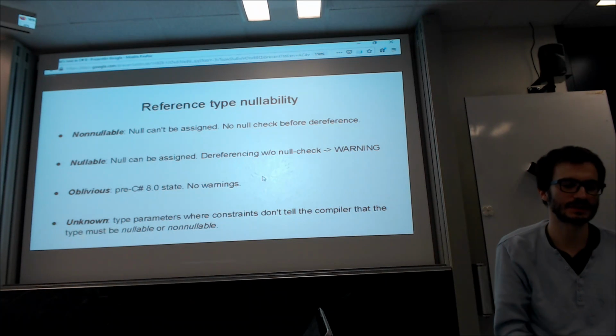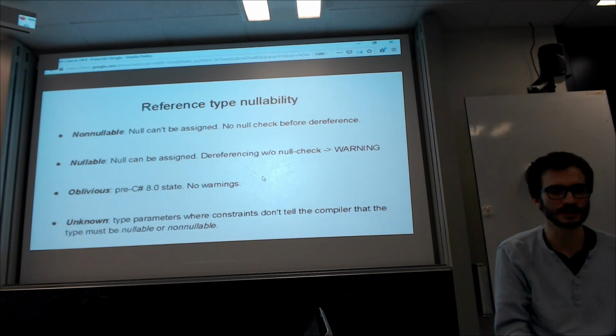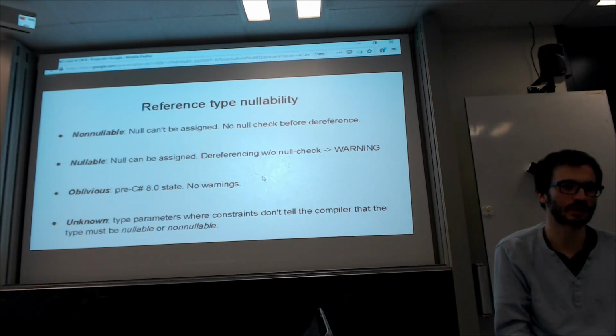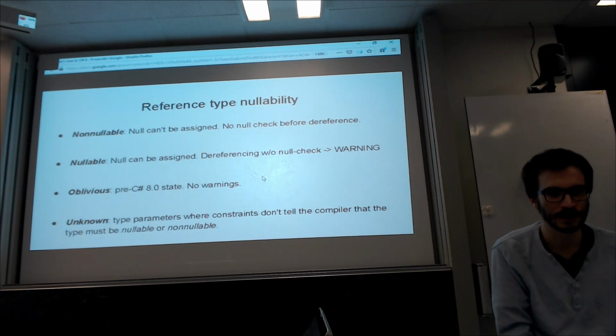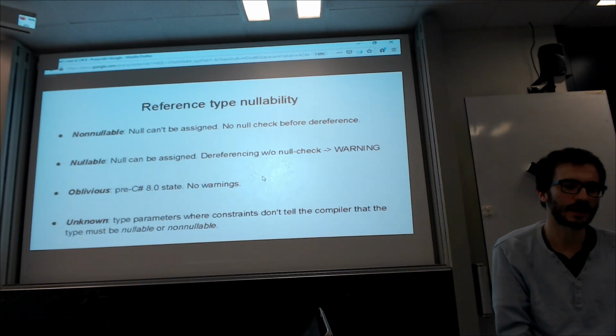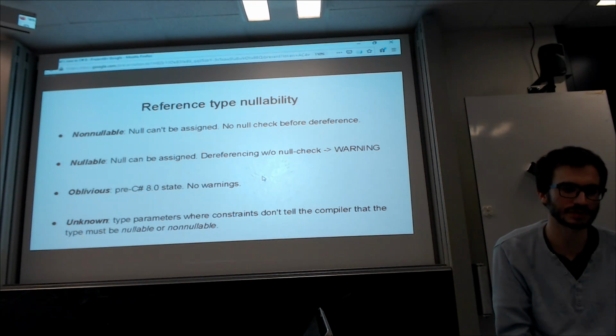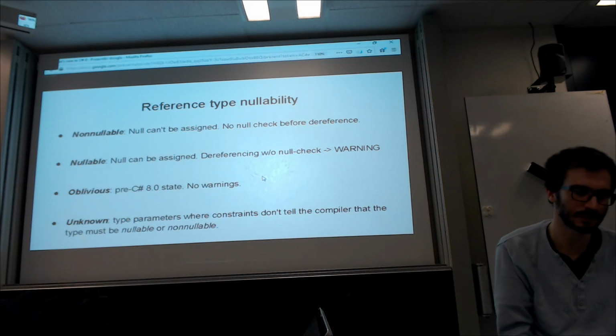This is just some terminology in terms of nullability. Non-nullable reference type means that null cannot be assigned. If in the code null is assigned to a non-nullable reference type, the compiler will emit a warning. And non-nullable reference type also means that it's safe to dereference without doing the null check. So the compiler won't warn if you dereference a non-nullable reference type.